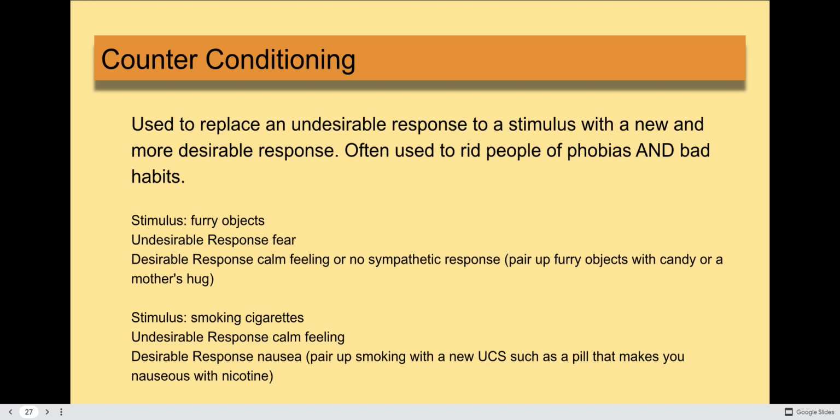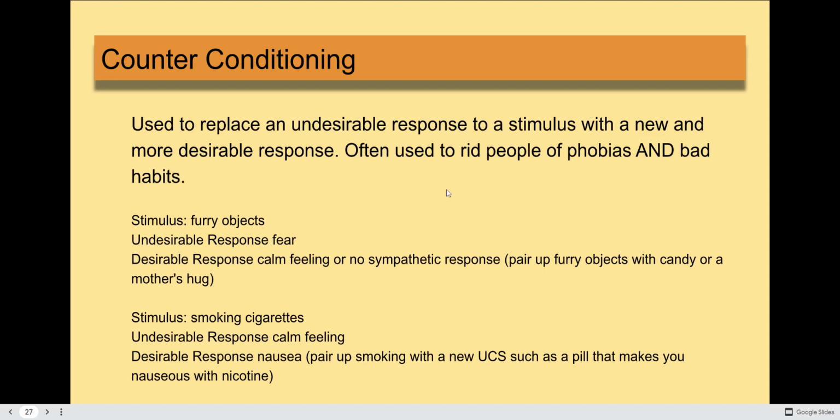Okay, so we use counter conditioning techniques in psychology to rid people of phobias. Those are irrational fears. But we also use it to rid people of bad habits. So let's take that stimulus like furry objects, which has an undesirable response of fear. A desirable response might be a calm feeling or no sympathetic response whatsoever. So you might take that white furry object and pair it up with candy or a mother's hug, which would then hopefully get the organism, or in this case little Albert, to be less likely to be fearful of it.